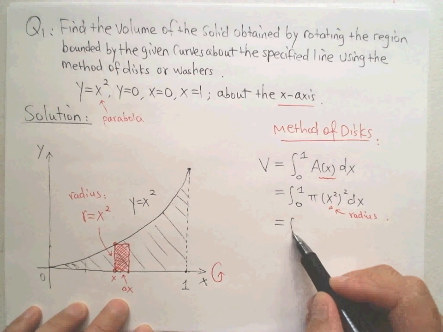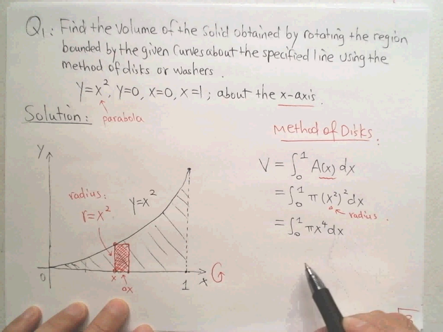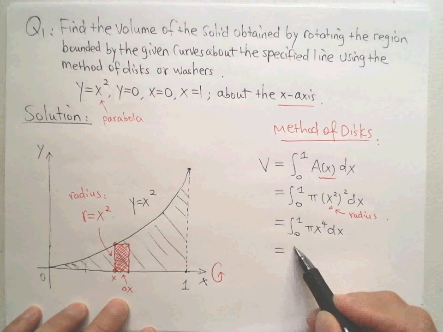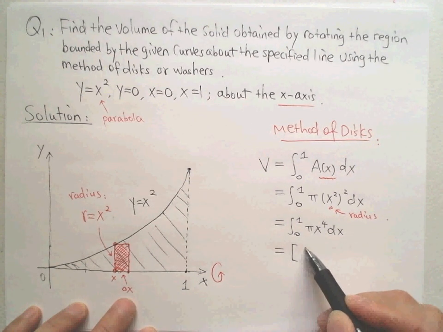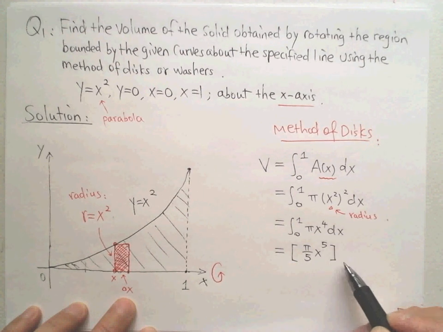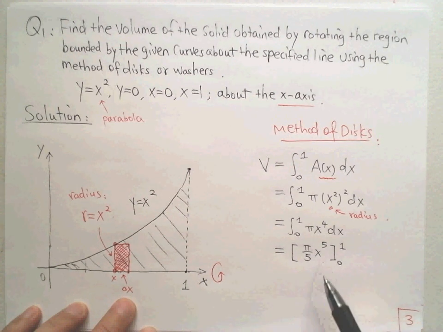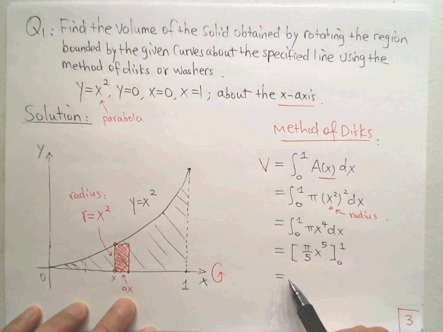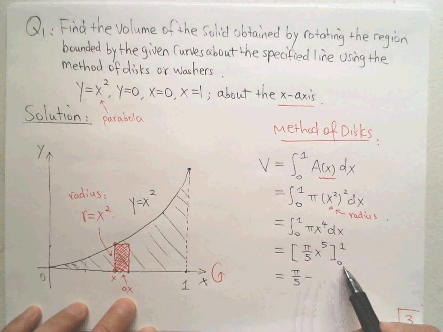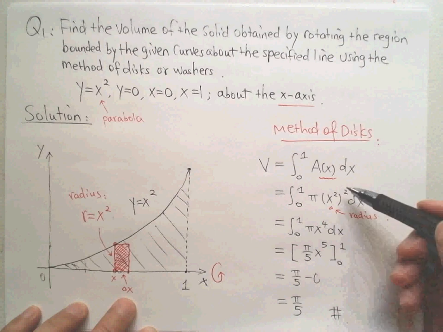Because this power, we go directly to the integral from 0 to 1 of pi x to the fourth power dx, and then using the power rule, we find that the antiderivative is pi over 5 x raised to the fifth power. Then take the difference between 0 and 1. This is one antiderivative, and then plug in 1, it is 5 pi over 5, and then plug in 0, it is 0. So the answer is pi over 5.